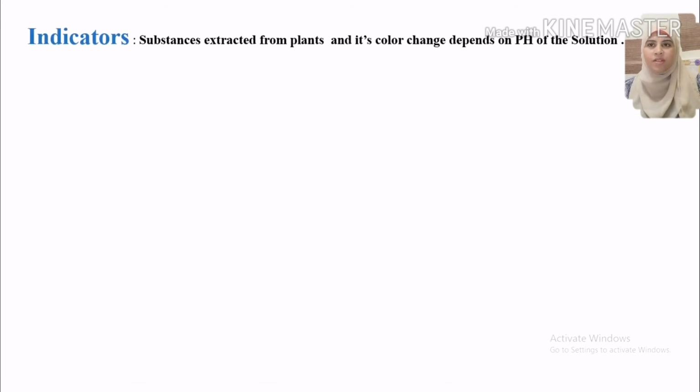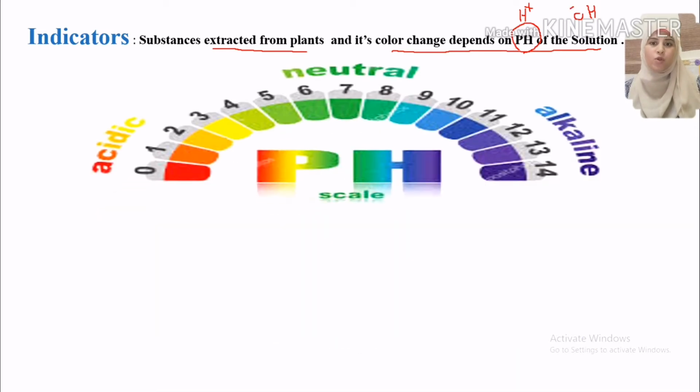At first, we want to know what is the meaning of indicators. Indicators are substances extracted from plants and their color changes depending on the pH of the solution. The pH of a solution indicates the concentration of hydrogen ion or the concentration of hydroxide ion inside your solution. At first, we have the pH scale. The pH scale is used for knowing the concentration of hydrogen ion or hydroxide ion, or we have a neutral solution with equal concentrations of hydrogen ion and hydroxide ion.